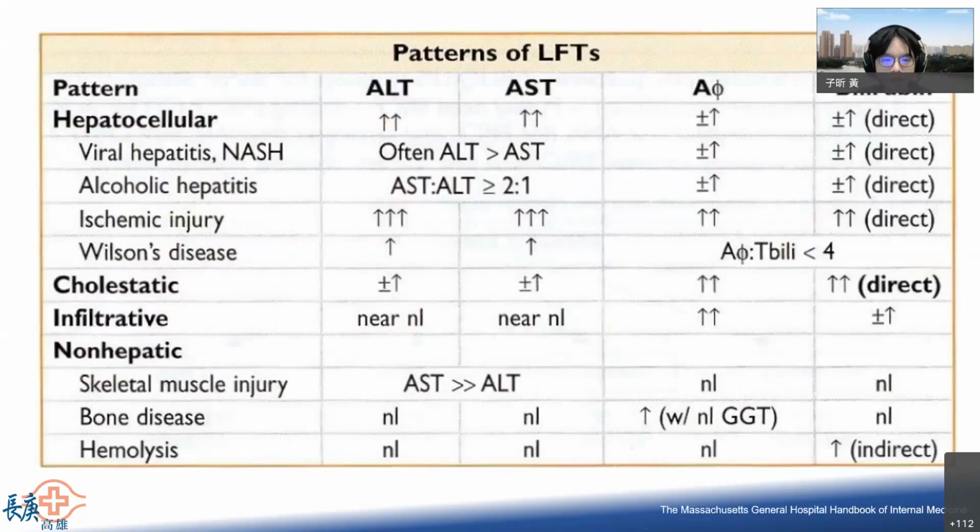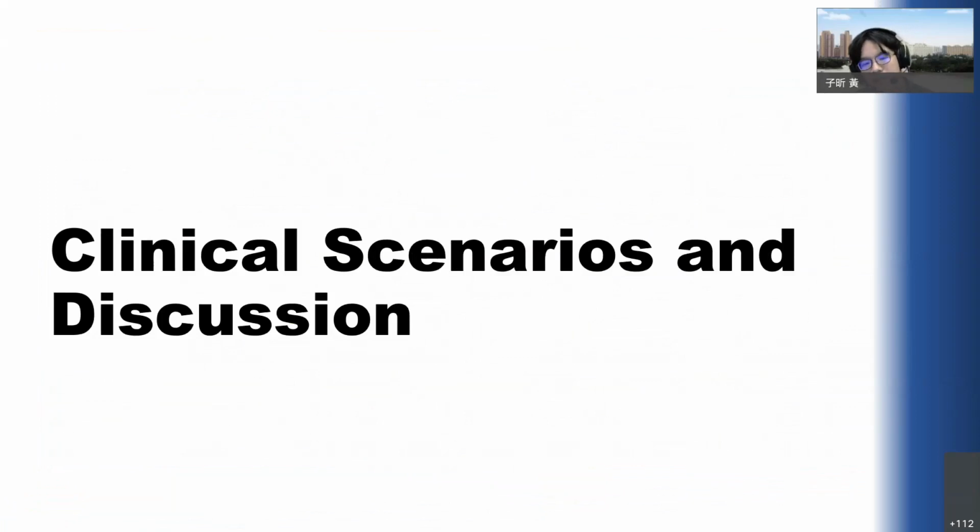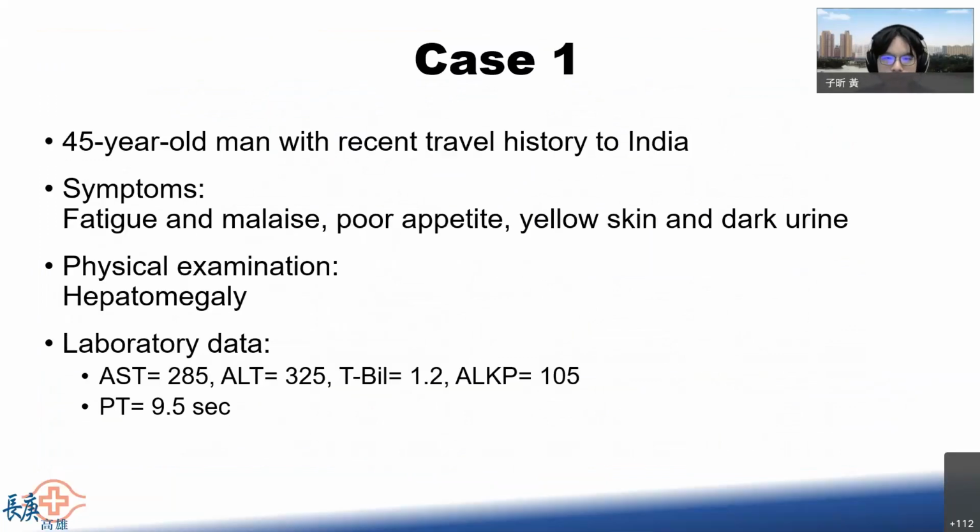So here's a table from the Massachusetts General Hospital Handbook of Internal Medicine, which gives you a brief view of the patterns of hepatocellular injury. This is for your reference. We will talk about the clinical cases and diseases next. There might be some questions, and you can type them into the chat.